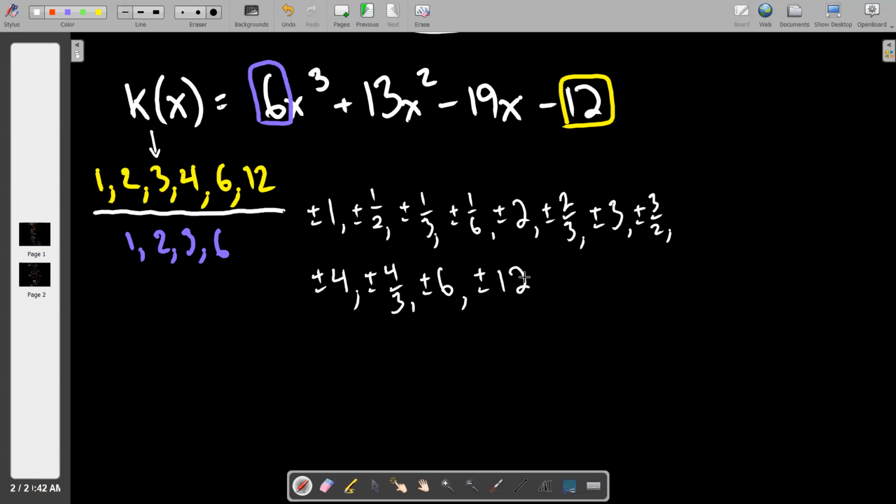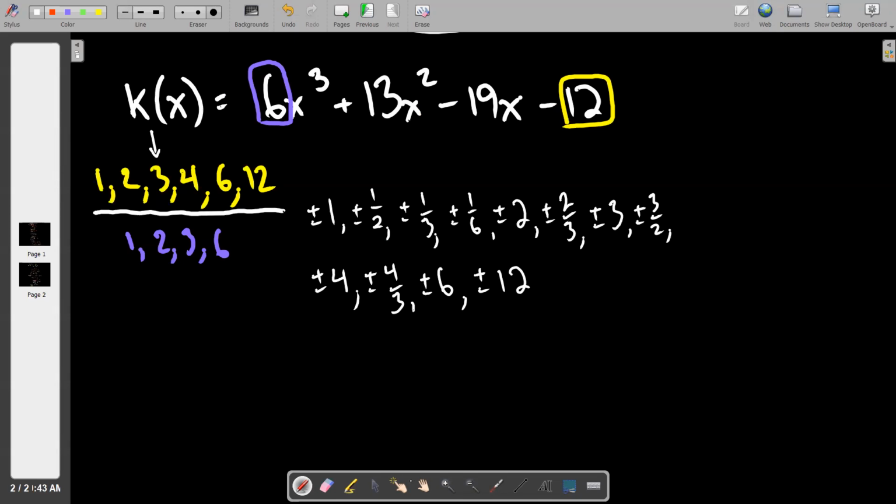Positive-negative 12/1. What's 12/2? It's already on the list. 12/3, 4, on the list. Positive-negative 12/6, on the list. So rather than having all 48, we got a lot less than that. 24, exactly half as many. So like half of them were repeaters.